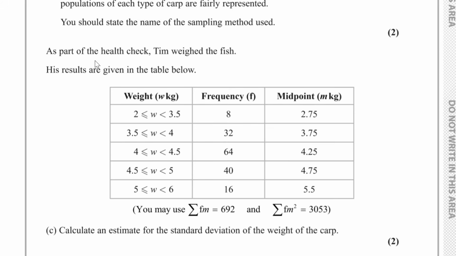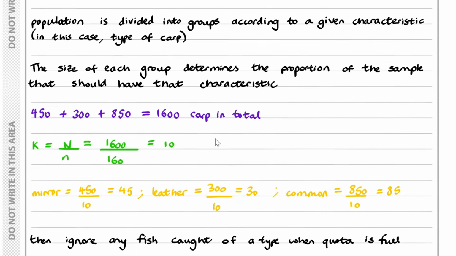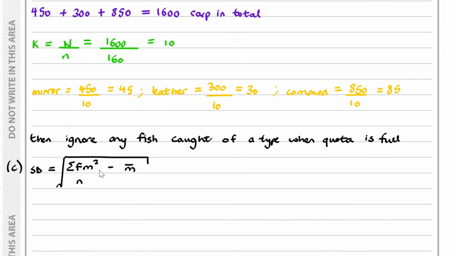For part C of the question, as part of the health check, Tim weighed the fish. His results are given in the table below, and we have to calculate an estimate for the standard deviation of the weight of the carp. We may use the sum of the fm is equal to 692 and the sum of the fm squared is equal to 3053. If we take a look in the formula book, we can use this formula for the standard deviation.